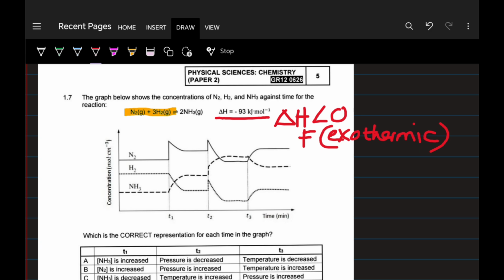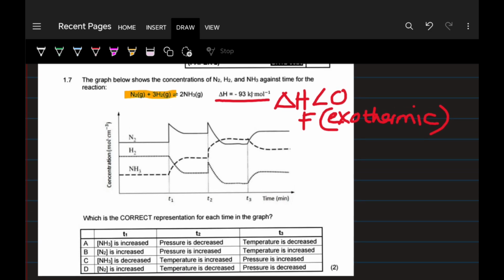Now they want us to look at time intervals T1, T2, and T3. This is the concentration versus time graph, right? The question says: which is the correct representation for each time in the graph? Let's look at T1, time interval 1. Look at the concentration of hydrogen. It gently decreases.